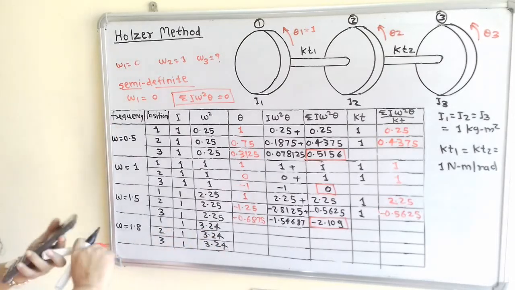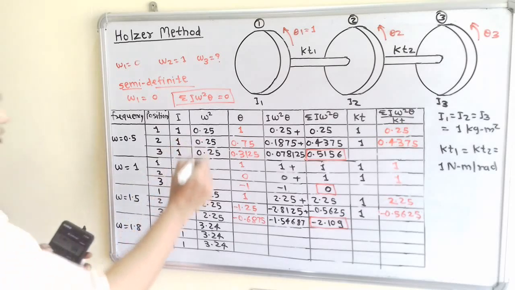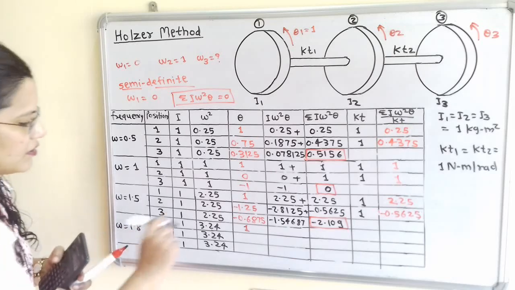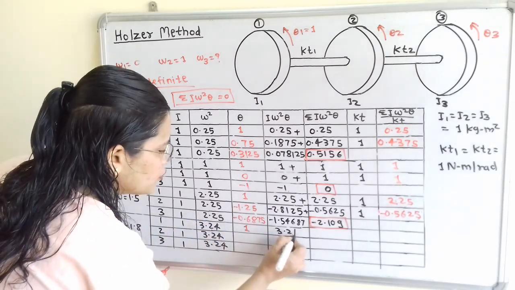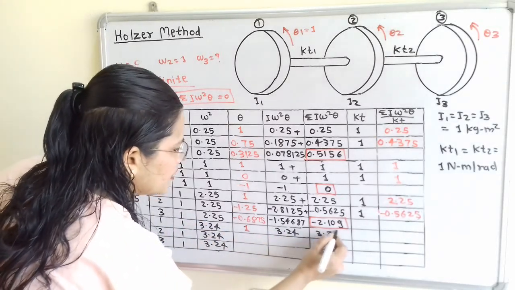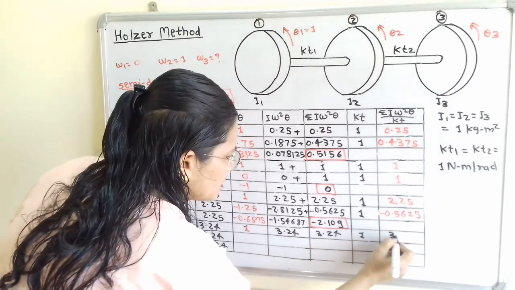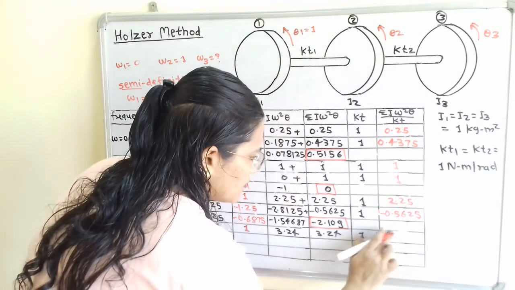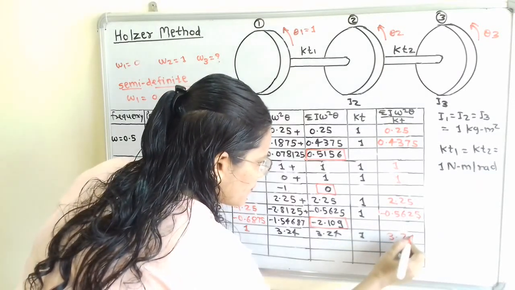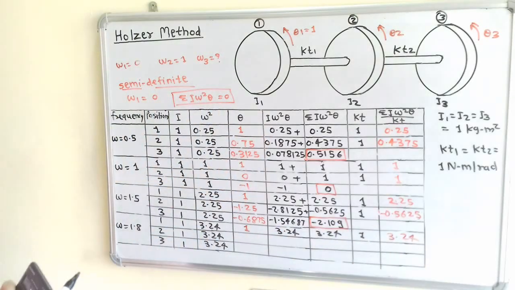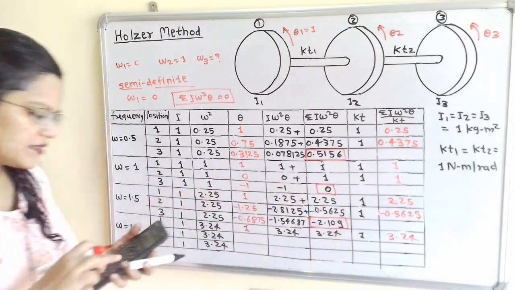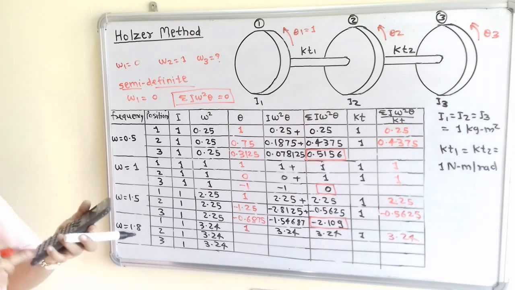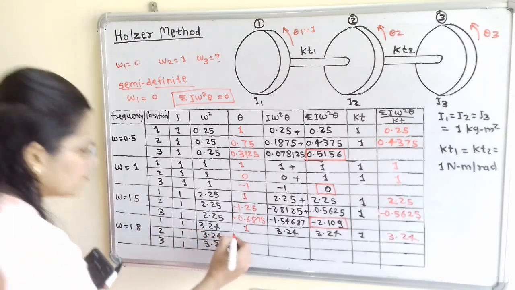Then theta. Now from here we have to start calculating. First, I omega square theta: the summation of I omega square theta is 3.24 for kt 1. I will write this with the help of a red marker, 3.24. Now the next theta value is 1 minus 3.24, so 1 minus 3.24 is minus 2.24.